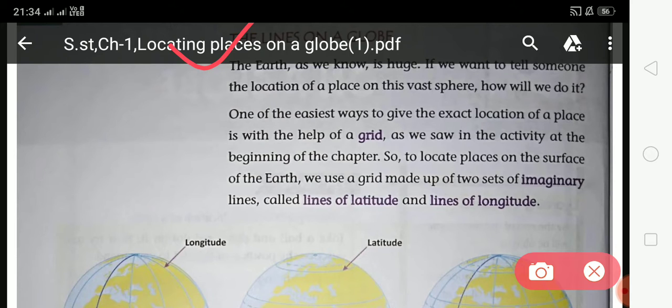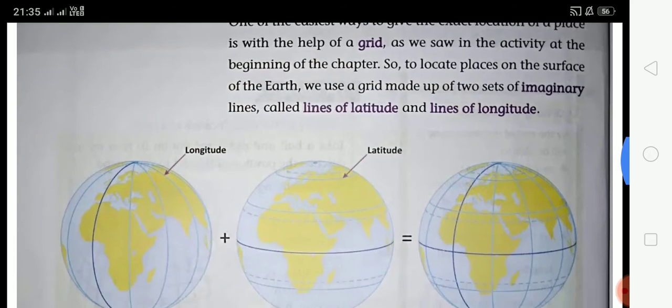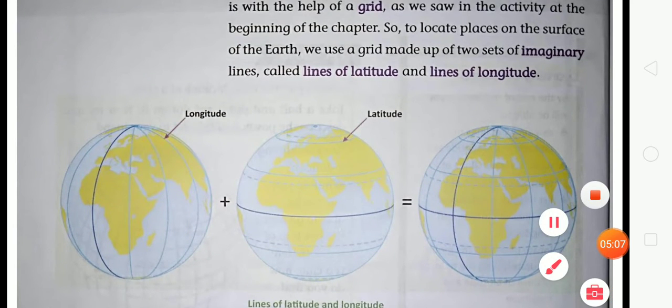The lines circling the globe in a north-south direction are called lines of longitude or meridians. So students, in this chapter we are going to discuss these two lines. Look at this picture; with its help we can understand longitude and latitude.